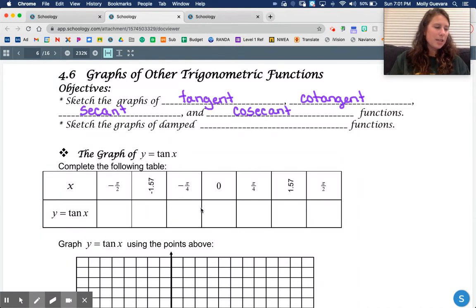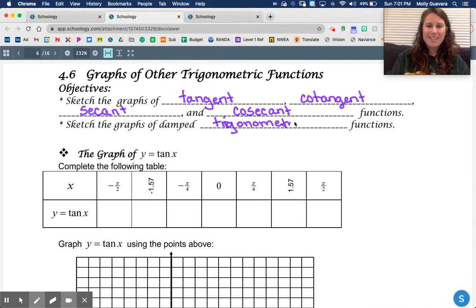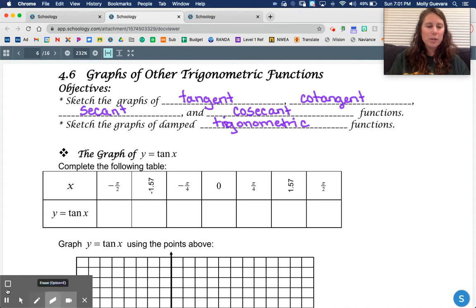And then we're going to sketch the graphs of damped trigonometric functions. Oops, I forgot the I. Spelling is hard. So we're going to look at damped trig functions as well, and we'll look at what that means. So we're going to start with tangent.